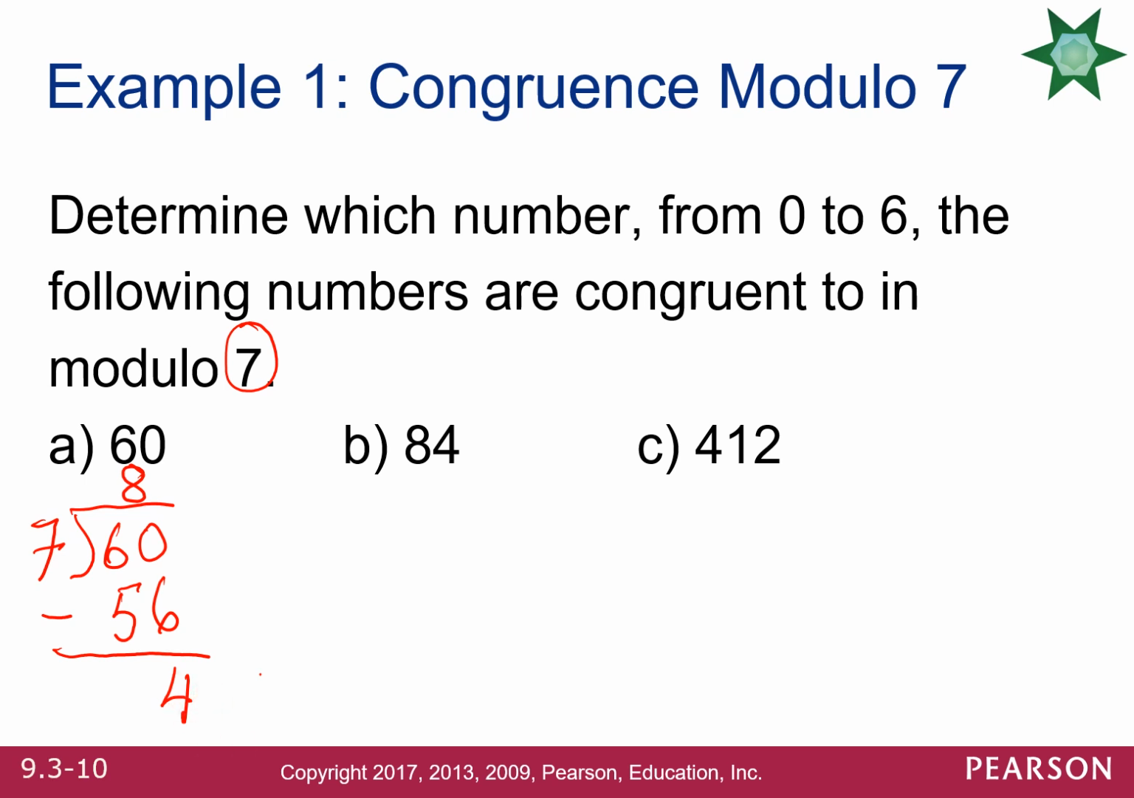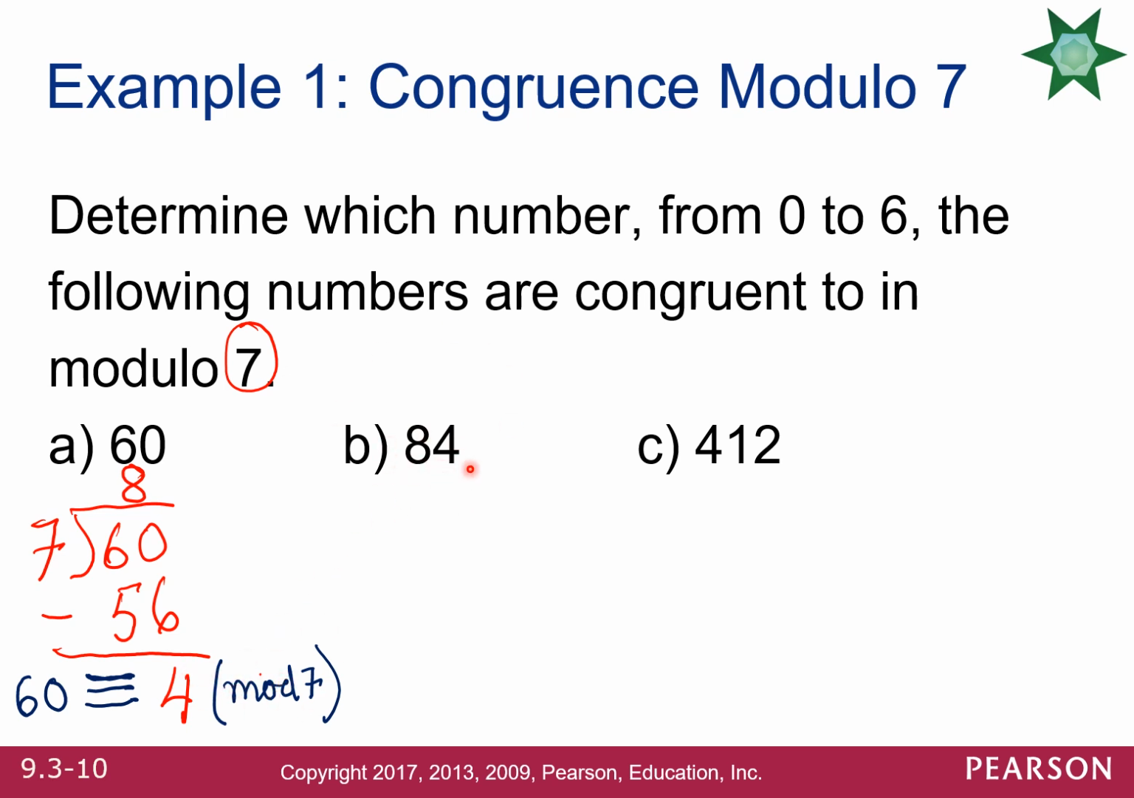The way we are going to write the final answer is 60, and then three straight lines, which reads congruent. So 60 is congruent to 4, and then within brackets mod 7. You have to indicate what you divided the 60 by to get an answer of 4, and that's mod 7. Therefore, you have to write the mod 7. You cannot leave that out.